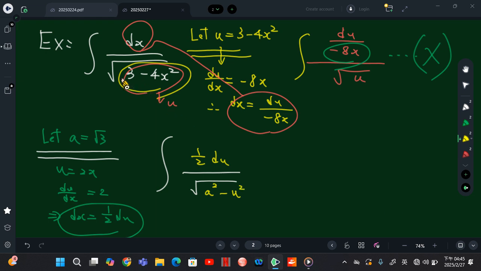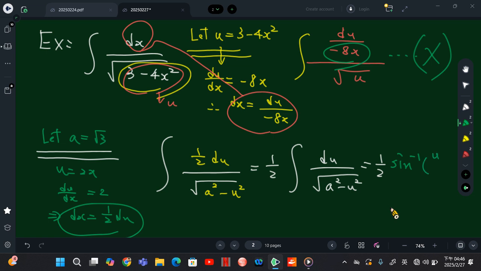We can just replace the square into a squared minus u squared. So did you find that it will be 1/2 integral of du over the square root of a squared minus u squared? So the result will be 1/2 arc sine of u over a plus c, right?